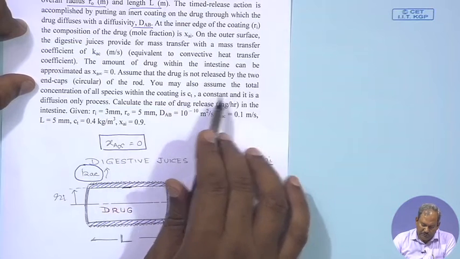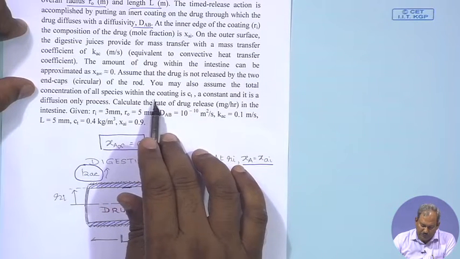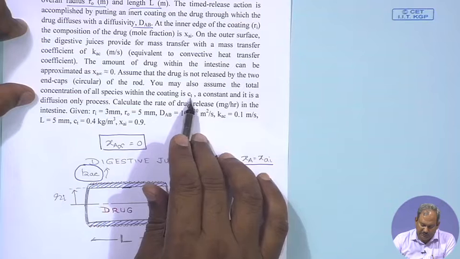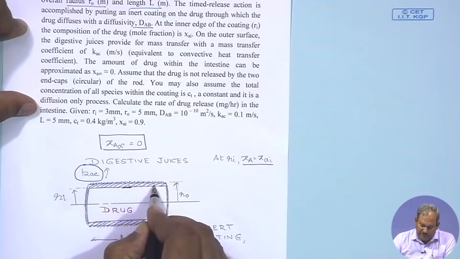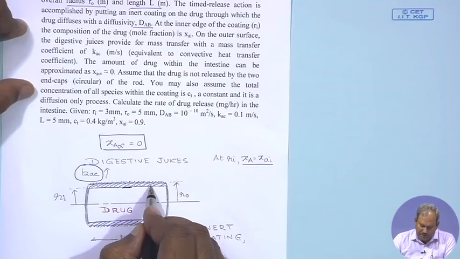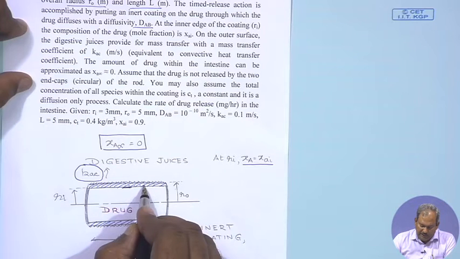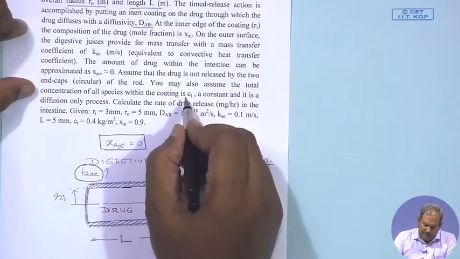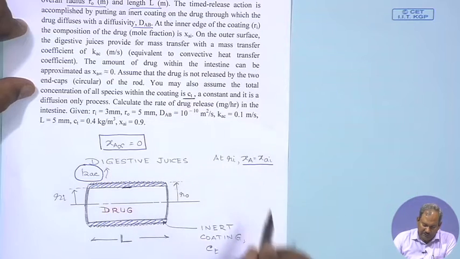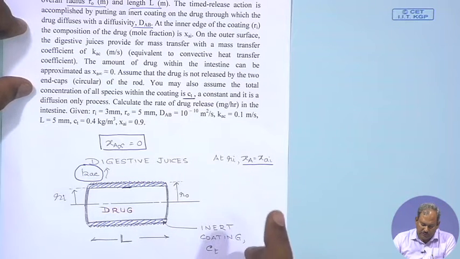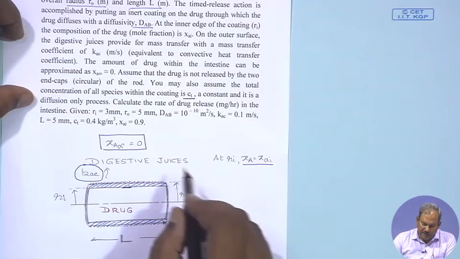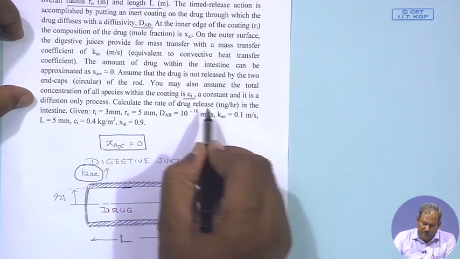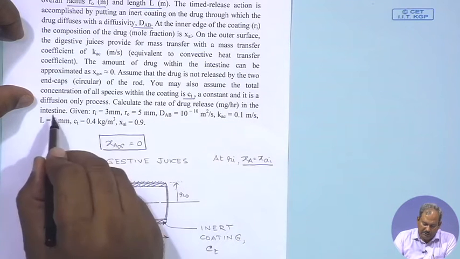And you can also assume that the total concentration of all the species within the coating is C t, which is a constant. So, there can be other species present in this coating apart from that of the drug, and the total concentration of everything which is present inside the coating material is denoted by C suffix t, which we can assume to be a constant. And we will also assume that it is a diffusion only process, and we need to calculate the rate of drug release in milligram per hour in the intestine.